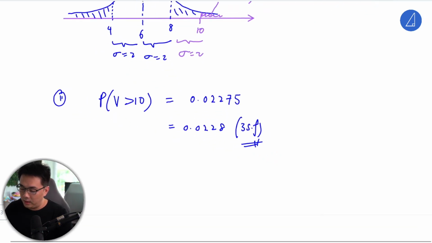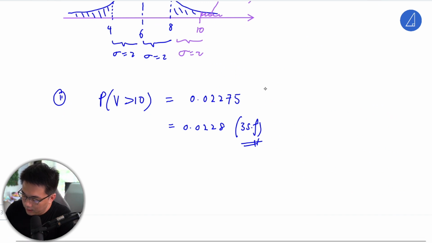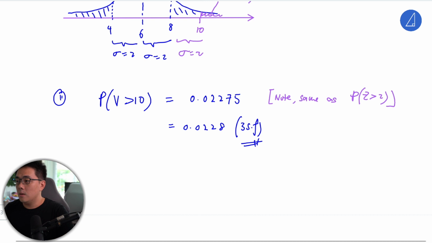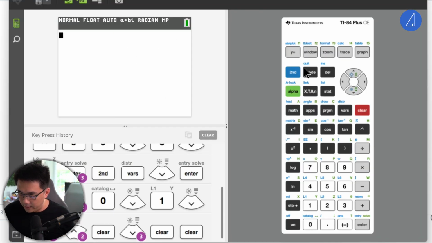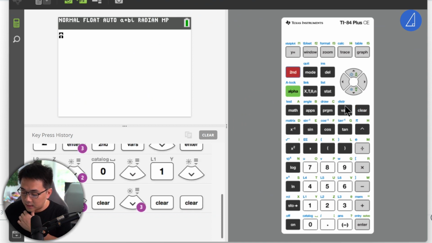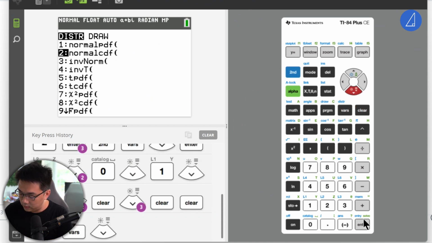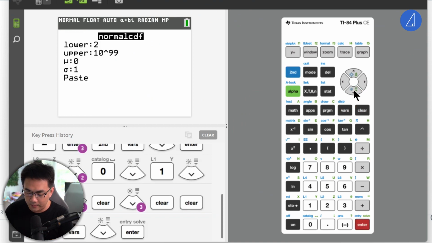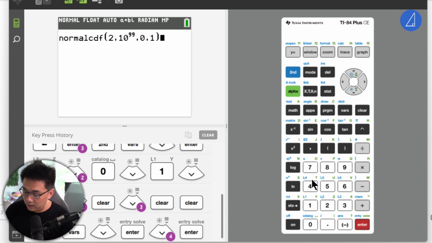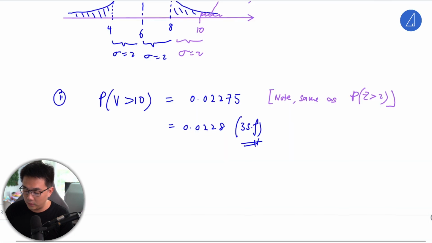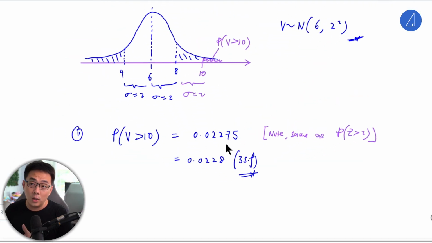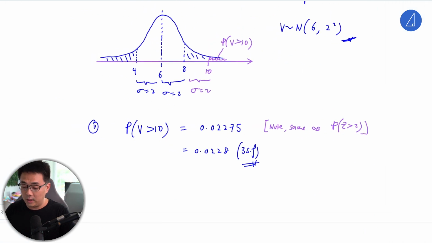Some notes: just take note that you could also use the standard curve. Note that this is the same as the standard curve, where you can just write normal CDF, then you put lower 2 and upper infinity. This is 0, 1 for the standard curve. Then the probability will be the same as what we keyed in just now. So just take note, if you want to use the standard curve, you could do that. So it's above 2 standard deviations.